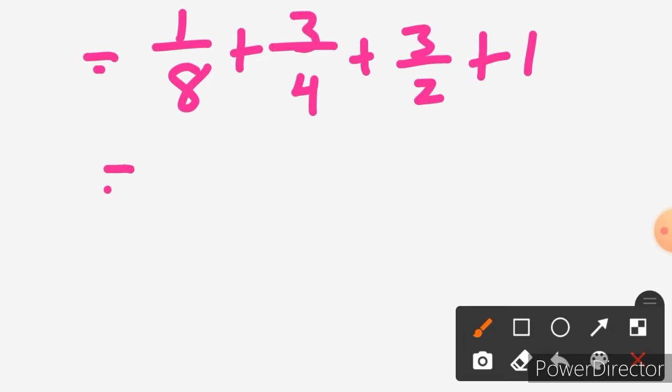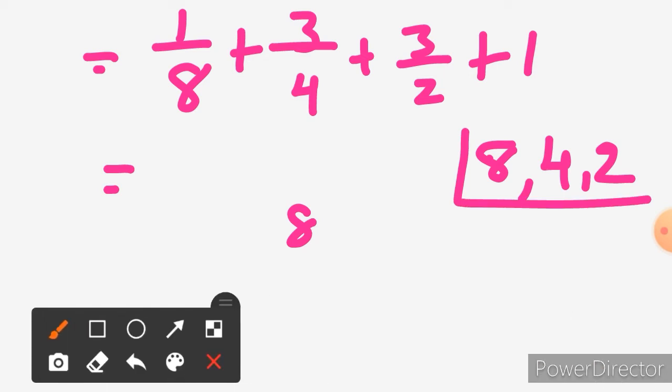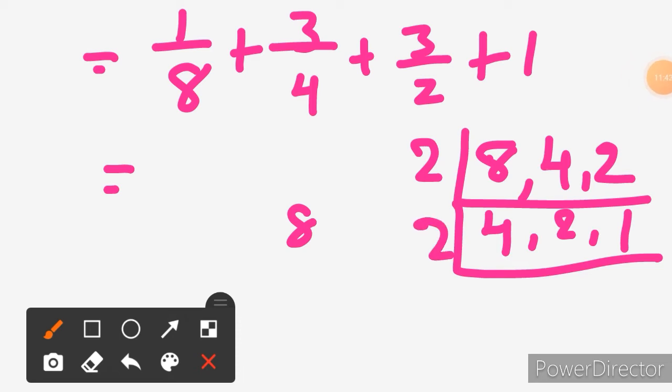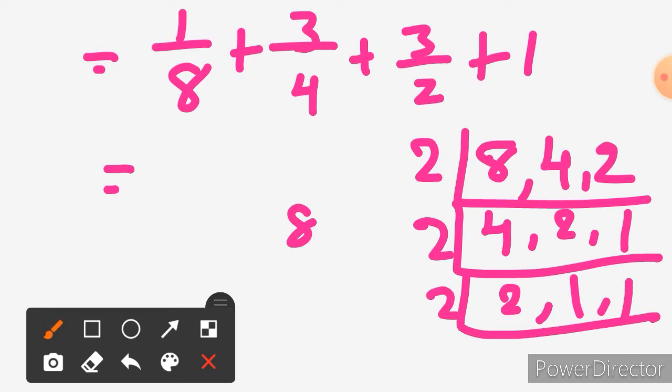Here the LCM is 8. If you want, you can check by the method of finding the LCM like this. 2 4s are 8, 2 2s are 4, 2 1s are 2, again 2 2s are 4, 2 1s are 2, 1 will be taken as it is.